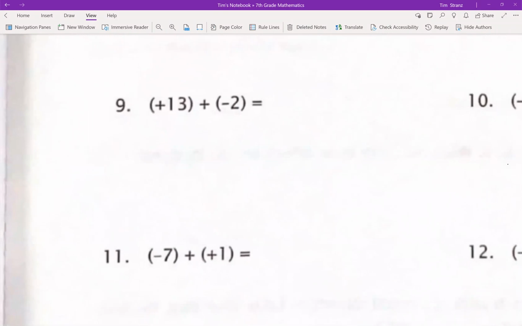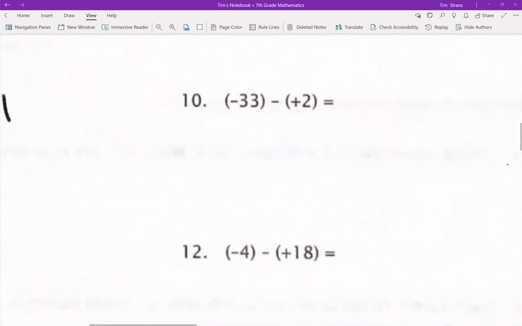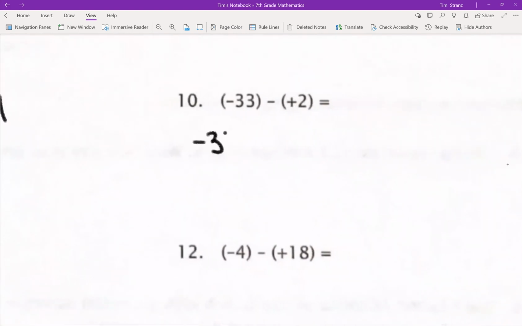Okay, number 9, we have 13 plus a negative 2. So it's the same thing as just saying 13 minus 2, which is going to give us 11. All right, number 10, we have negative 33 minus a positive 2. So it's the same thing as saying negative 33 minus 2, which is going to give you a bigger positive, or I'm sorry, a bigger negative number, so negative 35.